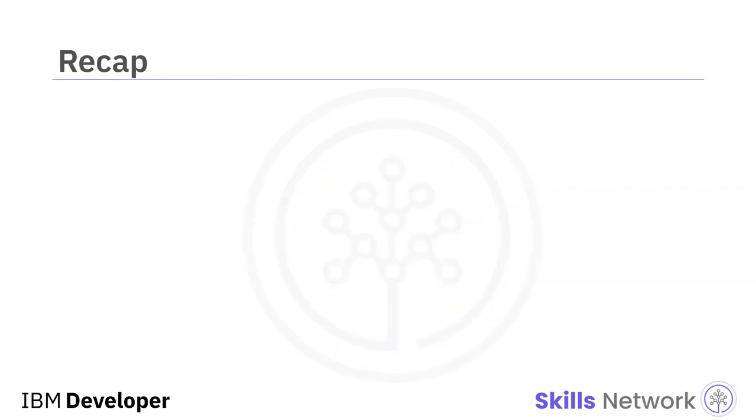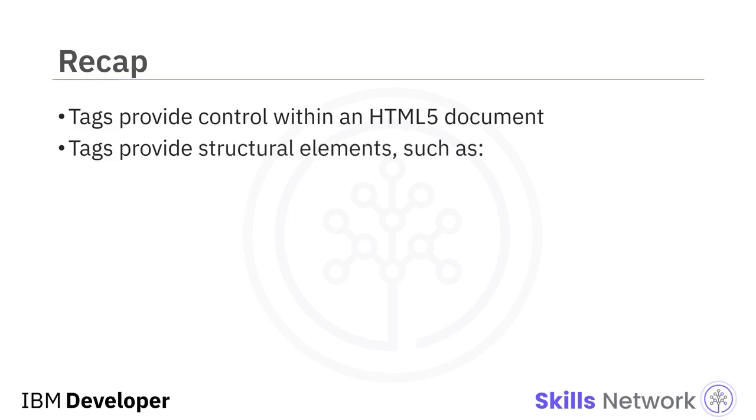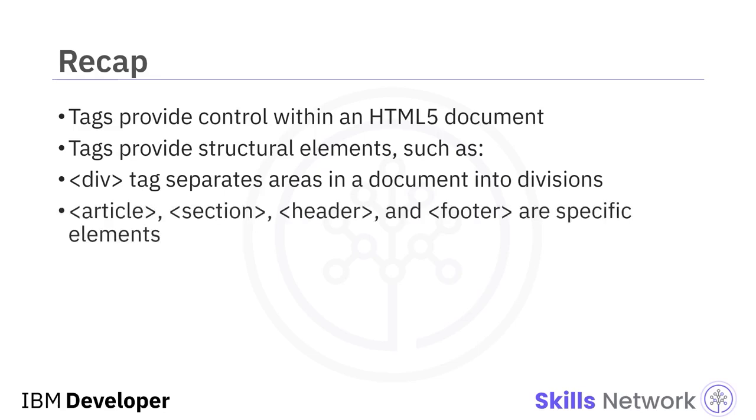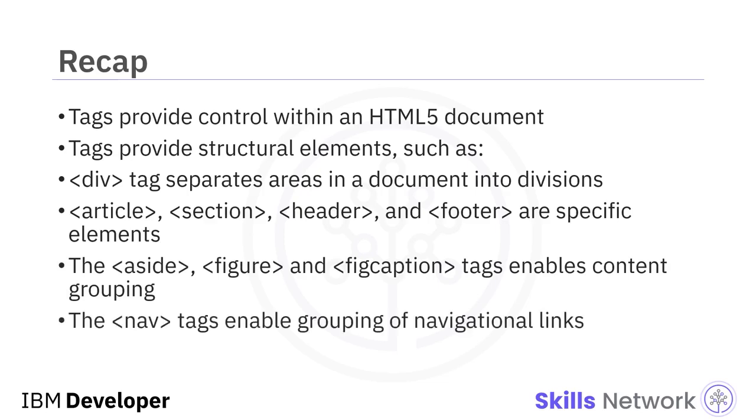In this video, you learned tags provide control within an HTML5 document. Some tags provide structural elements. The div tag separates areas in a document into divisions, enabling you to apply different styles to different parts of a document. Dedicated elements like article, section, header, and footer are more specific than the generic div element. The aside, figure, and figcaption tags enable you to group content, and the nav tag enables you to group navigational links.